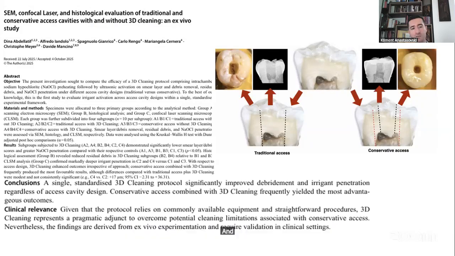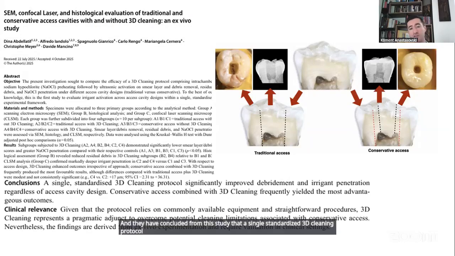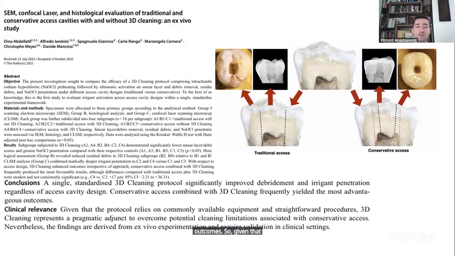And they concluded from this study that a single standardized 3D cleaning protocol, such as the ultrasonic irrigation protocol, significantly improved debridement and irrigant penetration regardless of the access cavity design. So the conservative access cavity design combined with 3D cleaning frequently yielded the most advantageous outcomes. Given that the protocol relies on commonly available equipment and straightforward procedures, 3D cleaning represents a pragmatic adjunct to overcome potential cleaning limitations associated with conservative access.